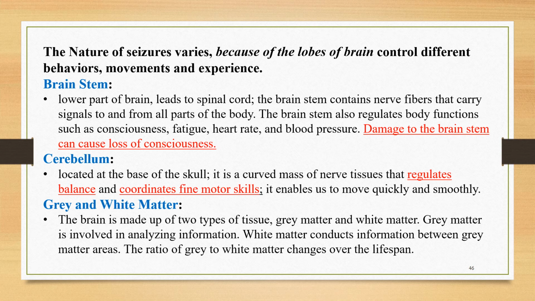Gray and white matter. The brain is made up of two types of tissue, gray matter and white matter. Gray matter is involved in analyzing information. White matter conducts information between gray matter areas. The ratio of gray to white matter changes over the lifespan.